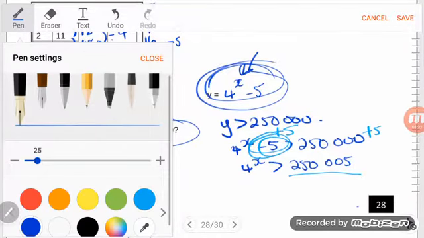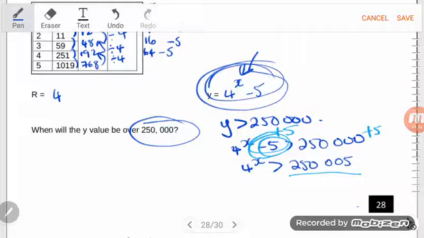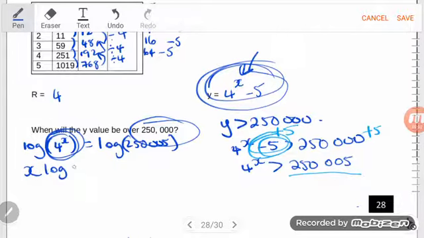Alright, now this is where it gets tricky. We actually have to take the logs of both sides to solve this equation. So let's use the natural log, shall we? The log of what you do to one side, you have to do the other. So log of 4^x is equal to log of 250,005. Right, now this has got a power in it. So this is going to be x times log of 4, which is going to be log of 250,005.